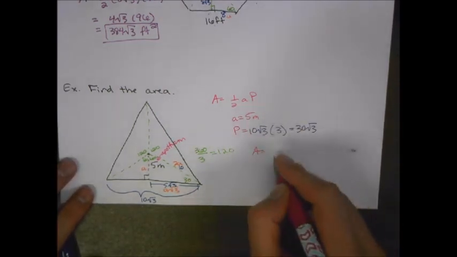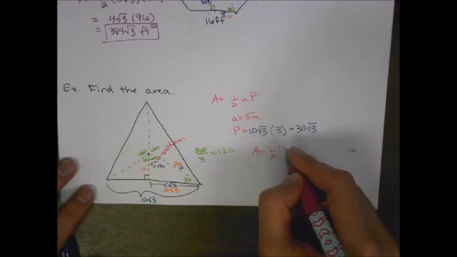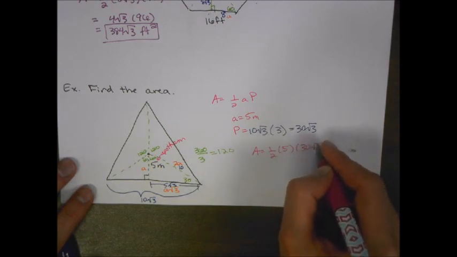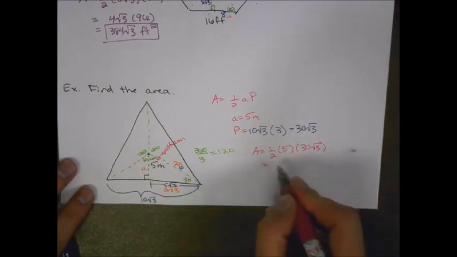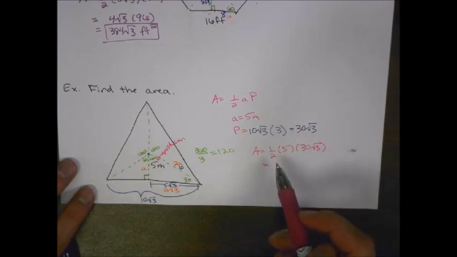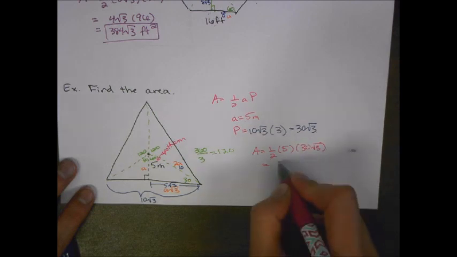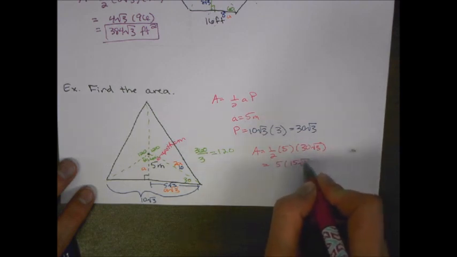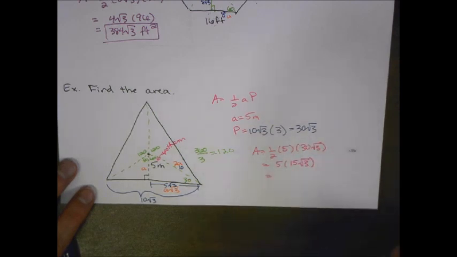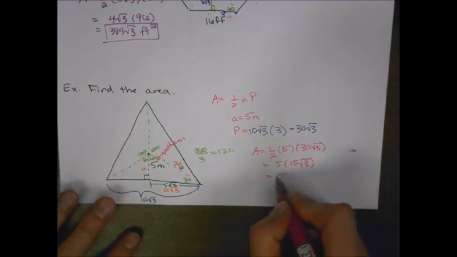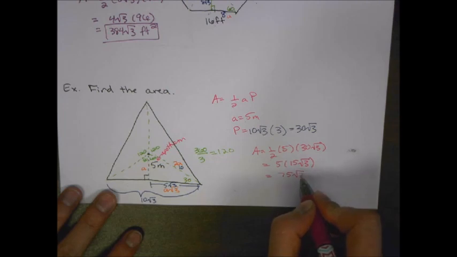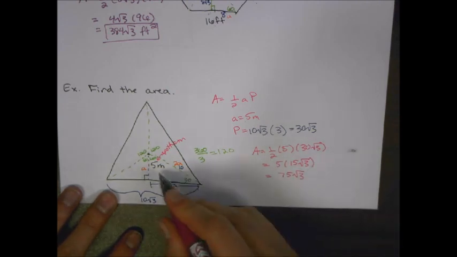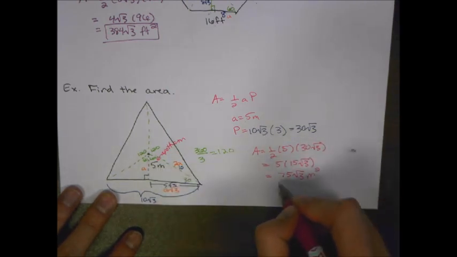We have everything we need now. Area is 1/2. My apothem is 5. Perimeter 30 root 3. We're leaving it in radical form. I can't take half of 5, but I can take half of 30. Five times 15 is 75 root 3. We are in meters squared.